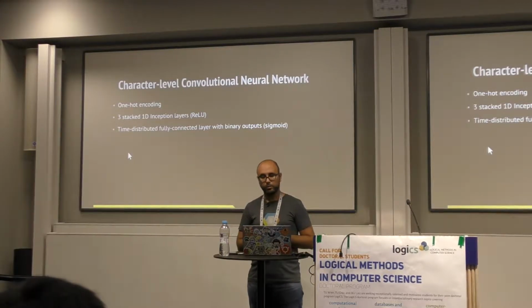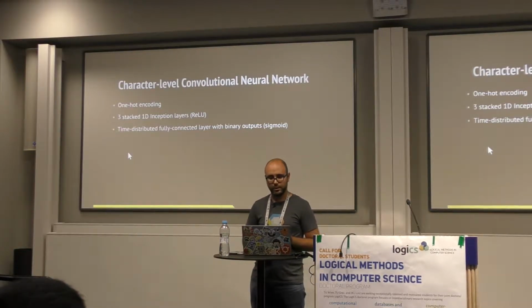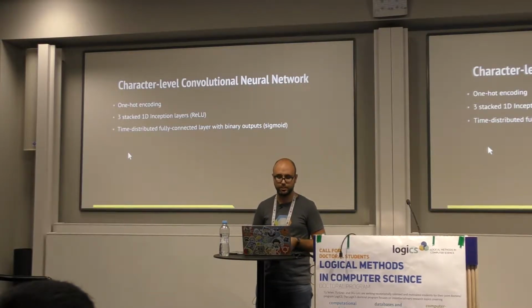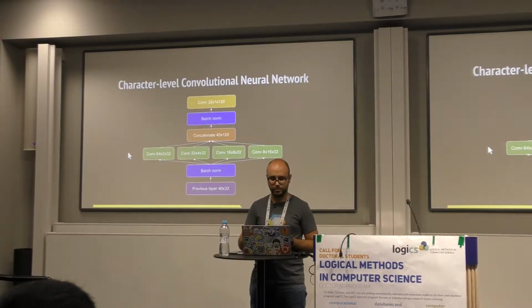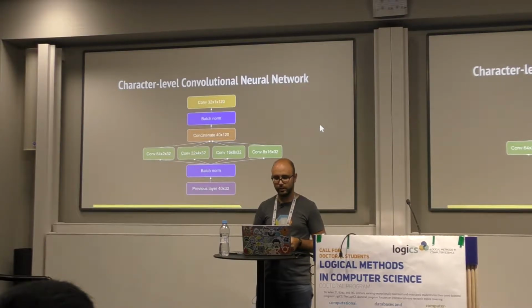And the final model, which we use as a baseline, is a character level CNN. We one-hot encode every character, and we use a stack of 3 one-dimensional layers, which were inspired by Inception. And finally, we place a time-distributed, fully connected layer on top. So each CNN layer looks roughly like this.